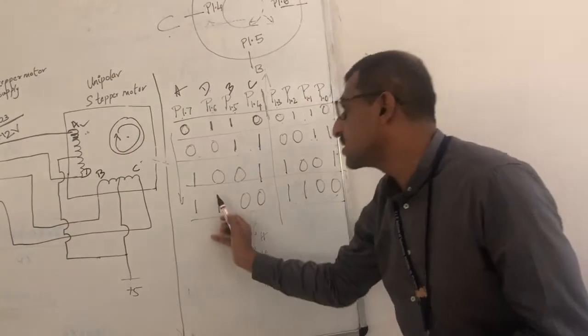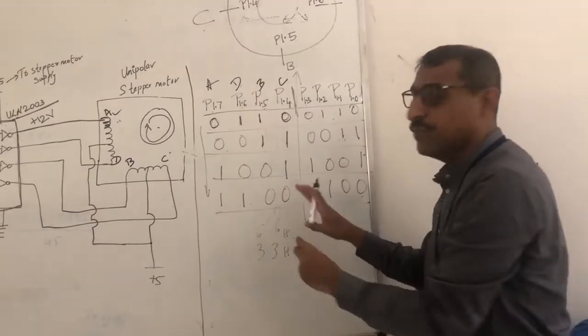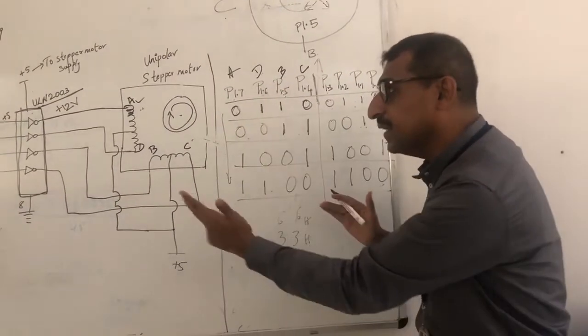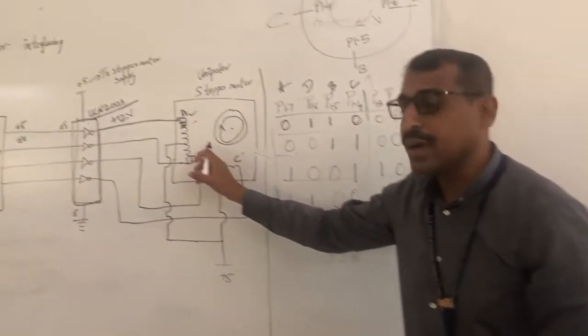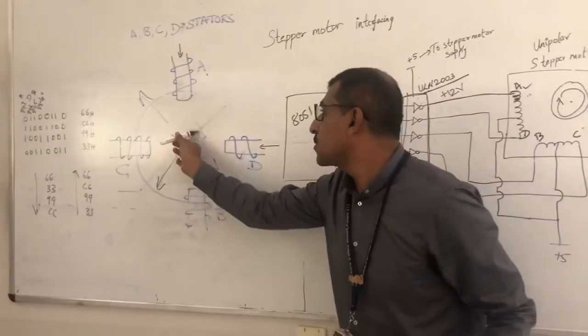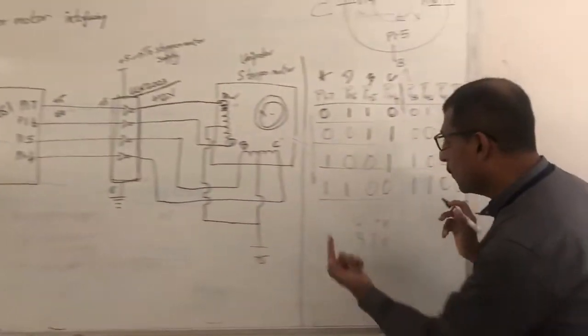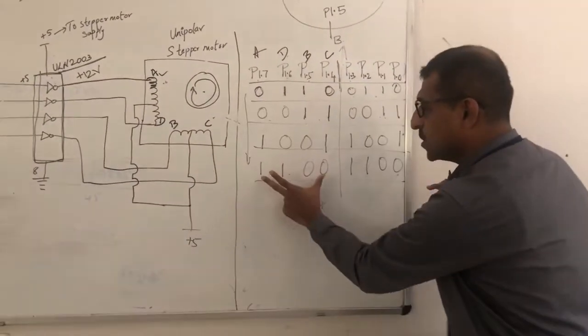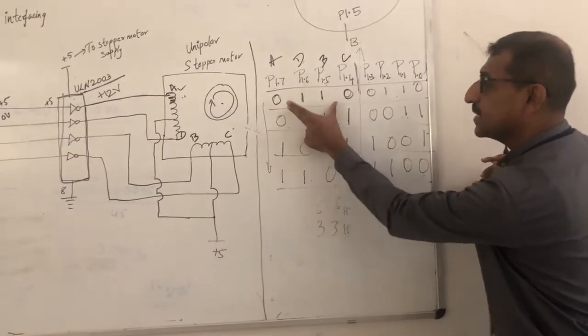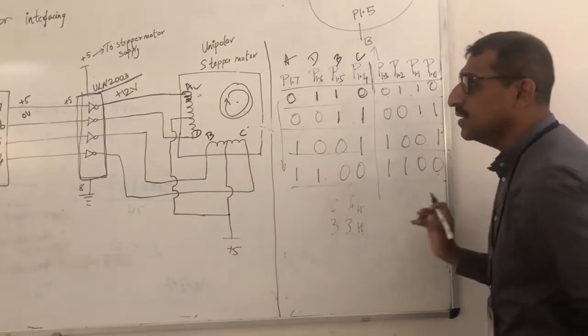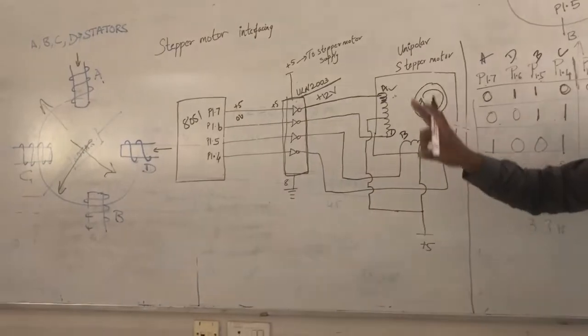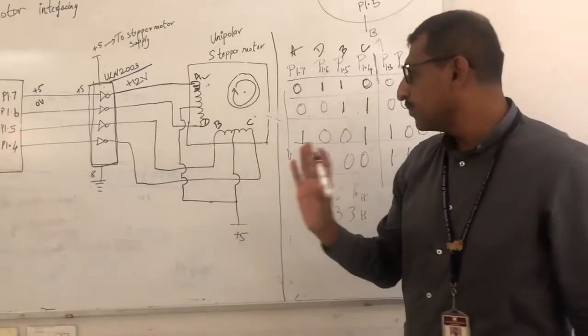You are energizing this. So this is the sequence in which, if you keep on giving the values to the stepper motor, the stepper motor starts rotating in clockwise direction. The same sequence, if you give from the bottom side, first you give this value, next this, next this, next this, if you go in this direction, the stepper motor will rotate in anti-clockwise direction, right?